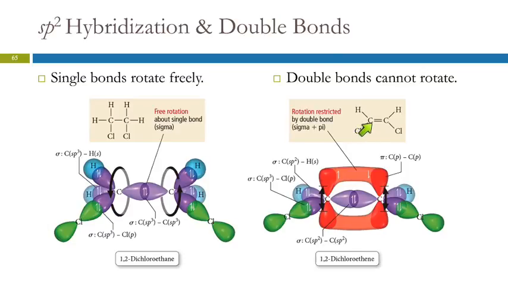Here we have a double bond between the carbons. That's going to be a sigma end-to-end bond and a pi bond like this. Because the pi bond is above and below the sigma bond, that's going to restrict the rotation of that molecule. And I can show you that with my little model too.